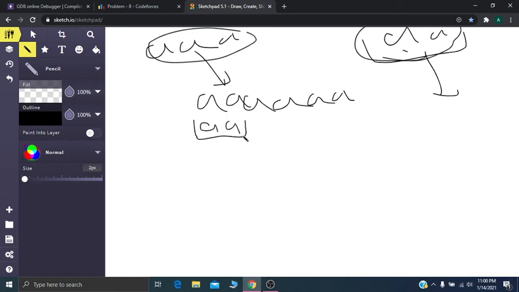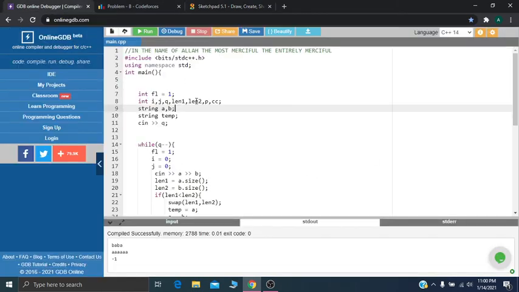Like first I will check this, okay, they're equal. Then I will check this substring, then equal this substring. If they're all equal, then it's okay. Otherwise it's not. Let's take you to the code part.